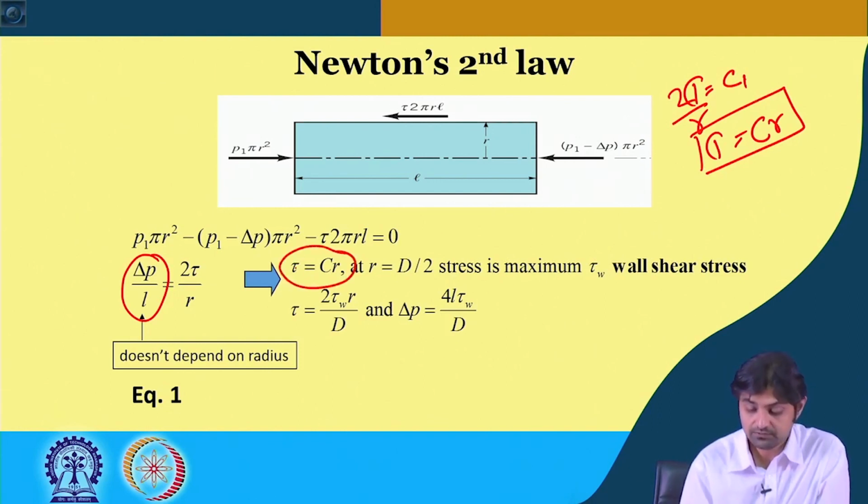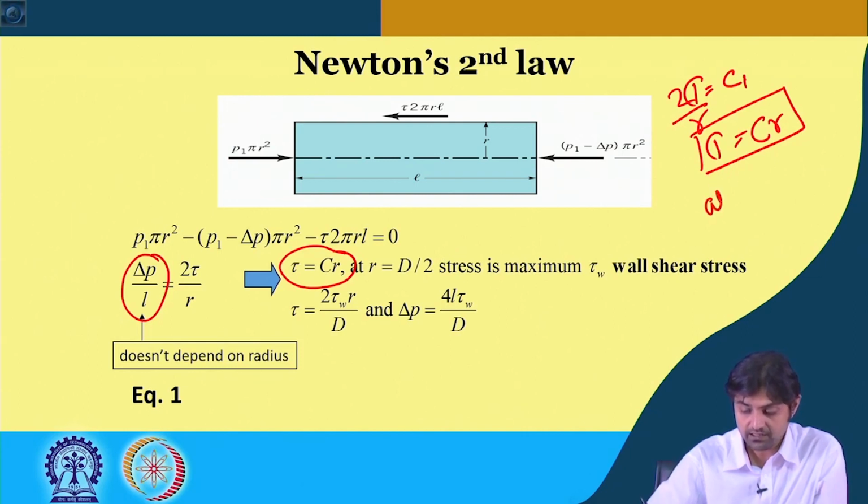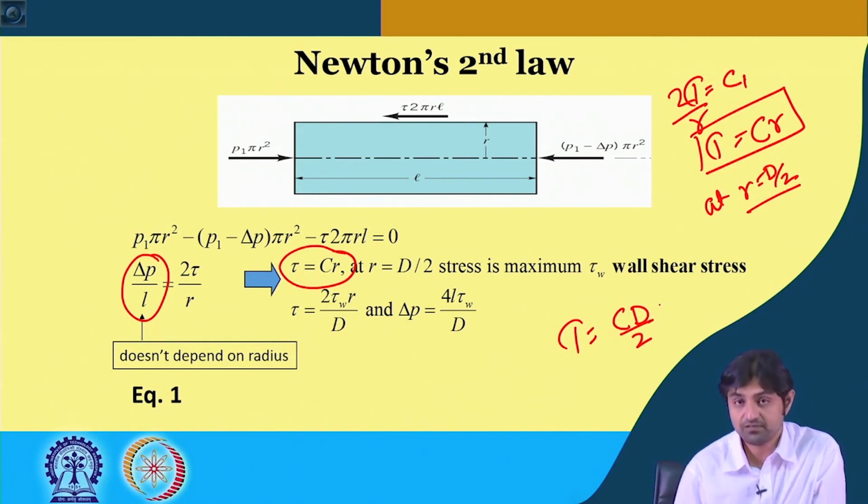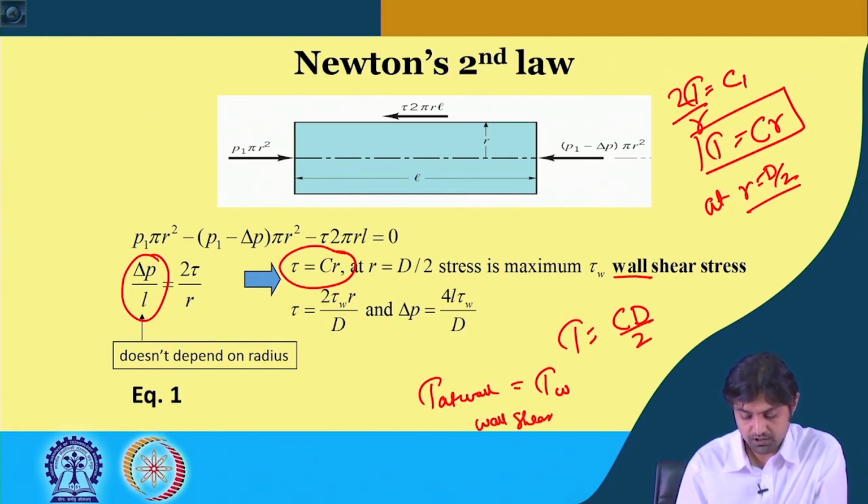All right. So we see that at the midpoint, at r is equal to D by 2, this tau takes C into D by 2, and that is the maximum, and that happens where? It happens at the wall. Therefore this shear stress tau at the wall is called tau w, wall shear stress.